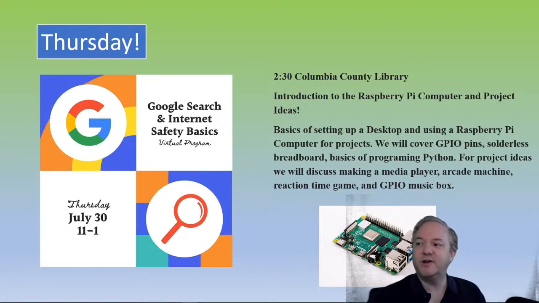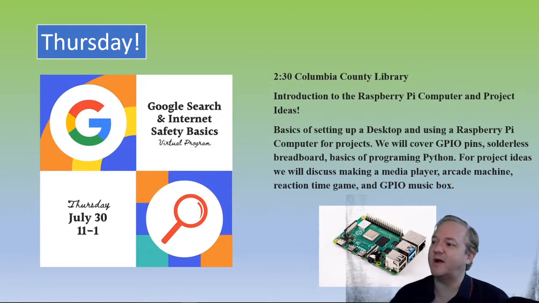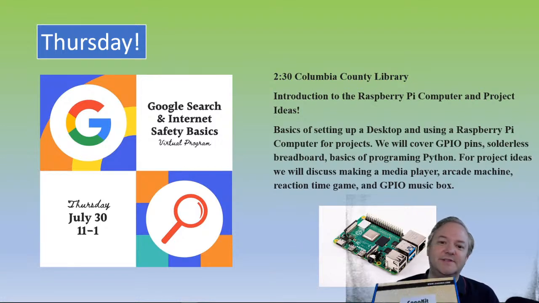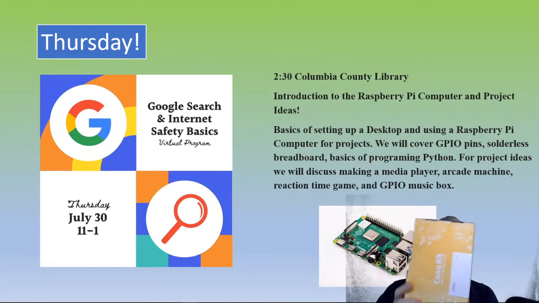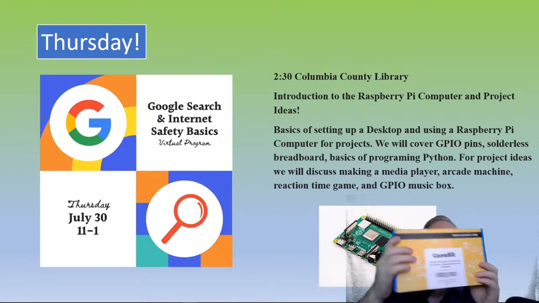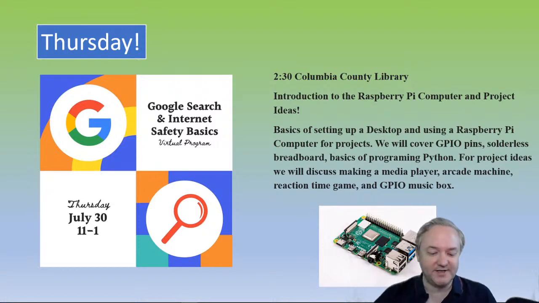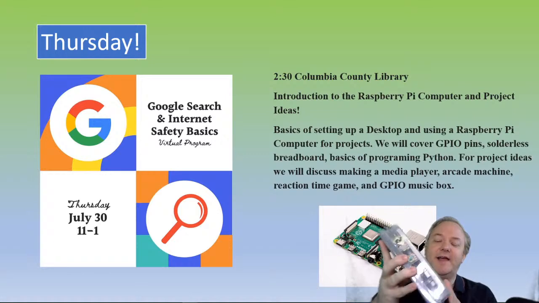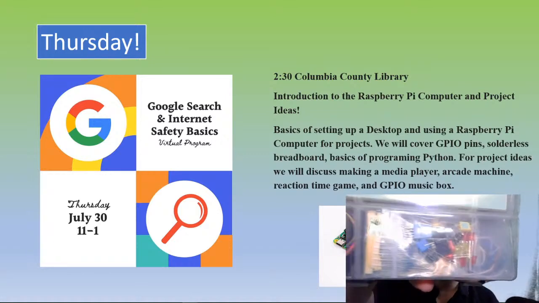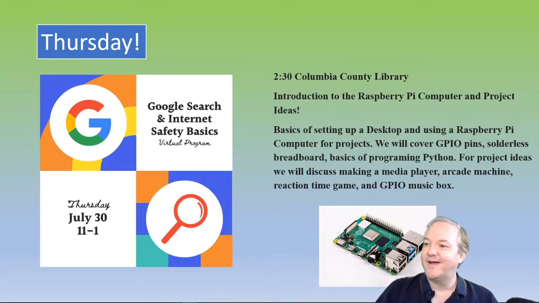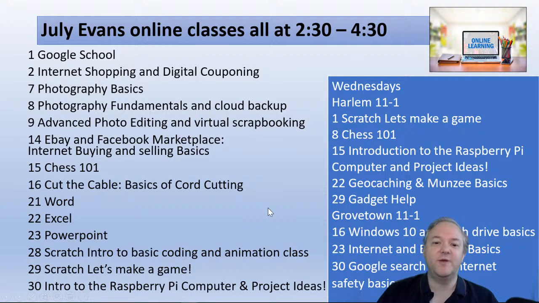And then at 2:30, we're going to be doing our introduction to Raspberry Pi computing and ideas, and we're going to find out what's inside this box. It might be a new Raspberry Pi 4. We're going to have to see what's inside. We'll have a box opening, and we'll also get to look at the different little gadgets that are in this box too. So that's coming up for the rest of the week.